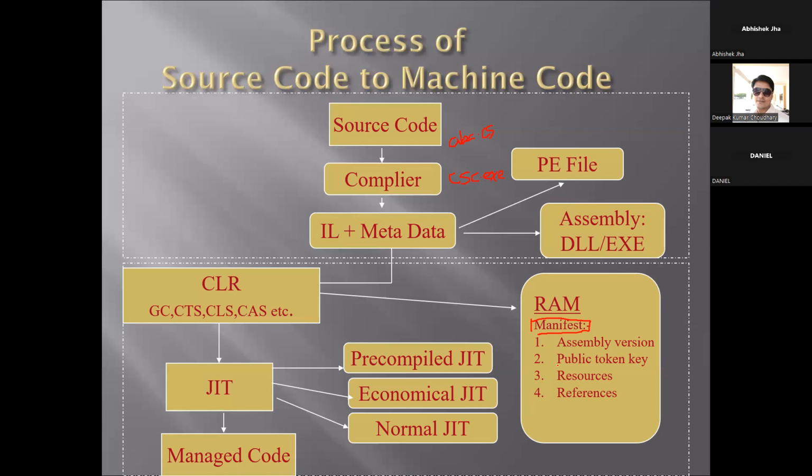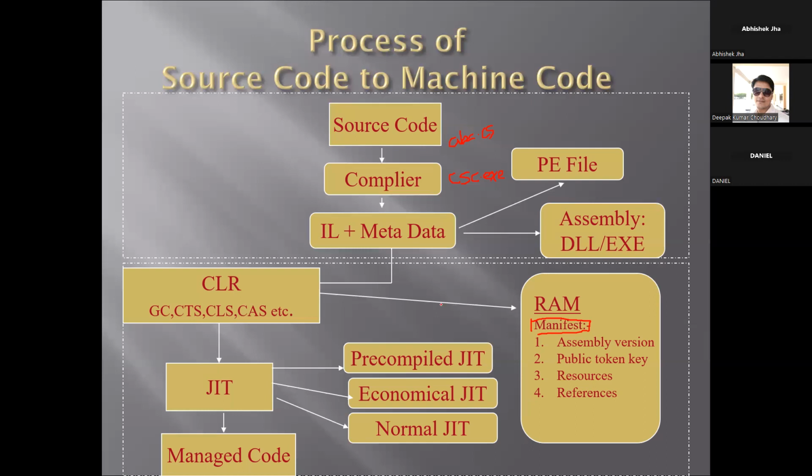Now the second is the public token key. As we know, each and every program which runs in the operating system, and the memory which is generated, each and every memory and each and every program is unique for RAM. It's not a duplicate kind of thing. So they will generate a unique key for each and every execution process. That execution token key is generated and it is available in the manifest file for tracking and uniqueness purposes.